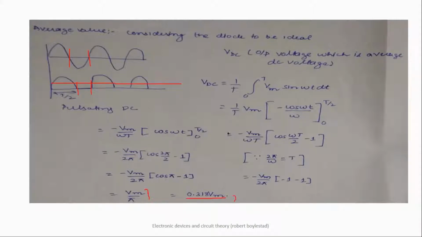I have given you an assignment that you can try on your own for the full wave rectifier. So this is for the full wave rectifier: your DC supply, or average value, is 2Vm by pi.